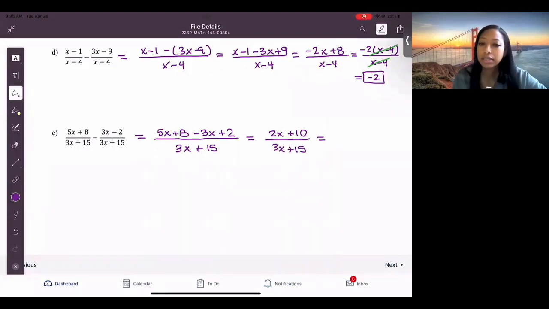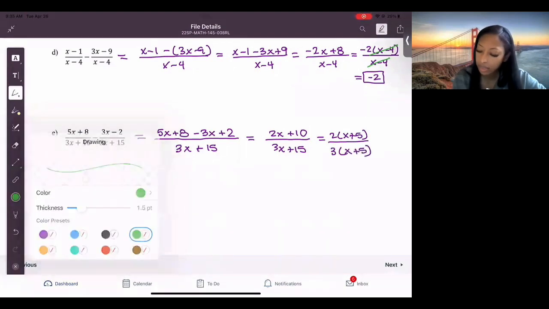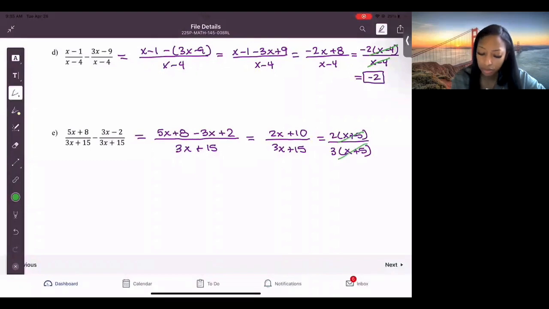Then factor and simplify. In the numerator, we can factor out a 2. So we get 2 times x plus 5. And in the denominator, we can factor out a 3. So we get 3 times x plus 5. And then finally, the x plus 5s cancel. And we're left with 2 over 3.